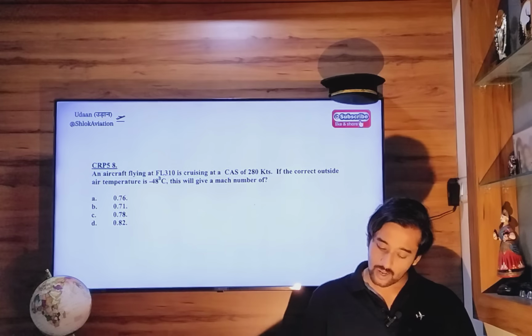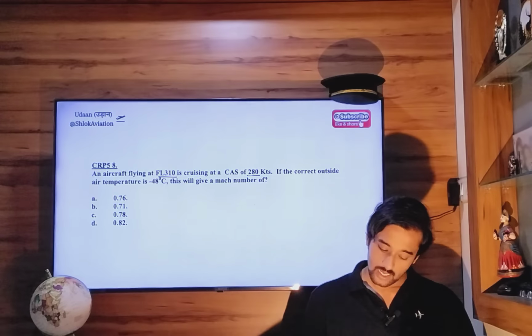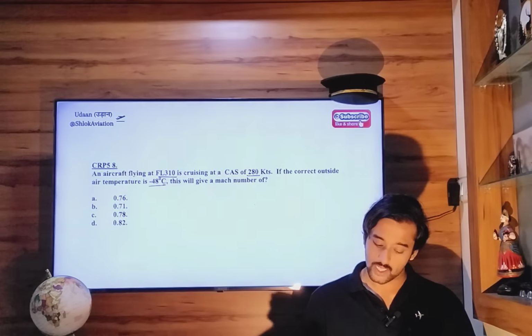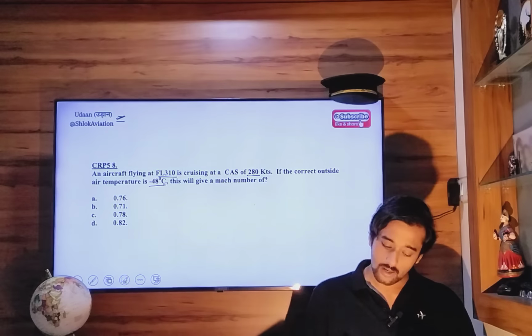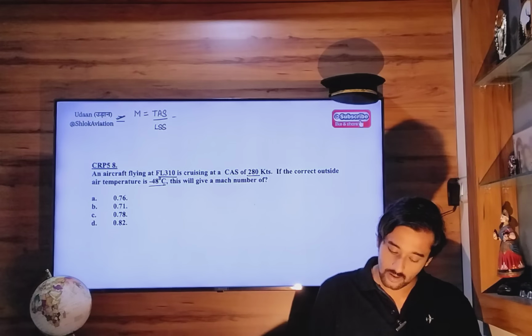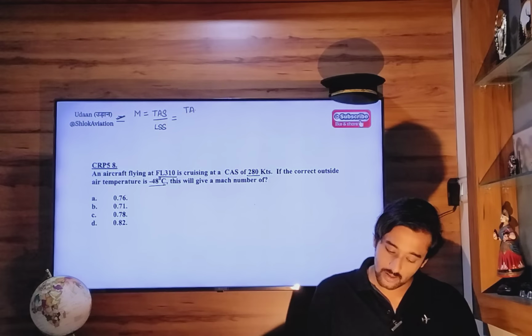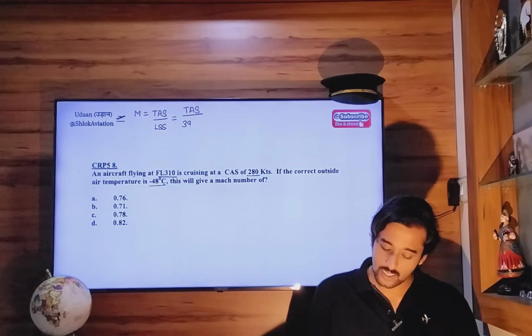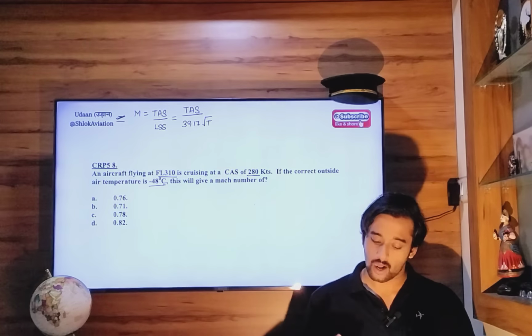Aircraft is flying at flight level 310, calibrated airspeed 280, corrected outside air temperature minus 48. This will give a Mach number of what? Mach number equals true airspeed divided by local speed of sound. Local speed of sound is nothing but 39.17 square root of outside temperature in Kelvin. Now let's find true airspeed. Let's find outside air temperature.